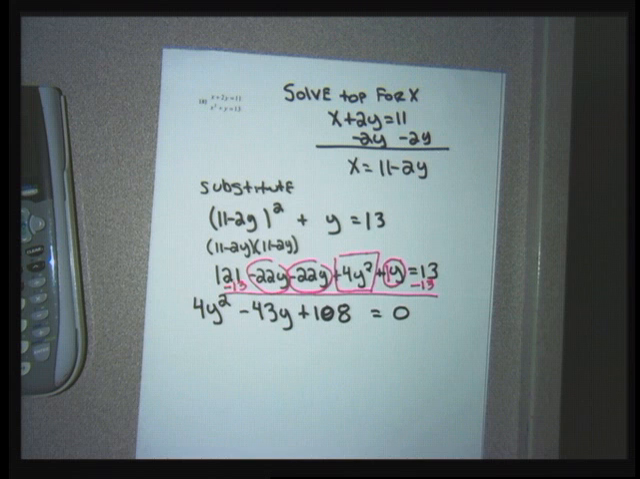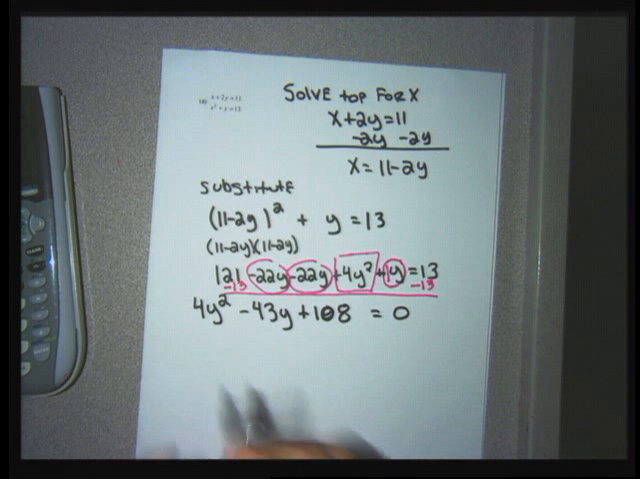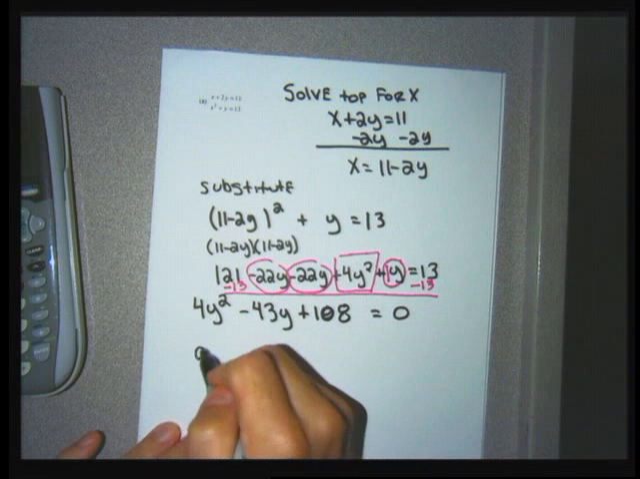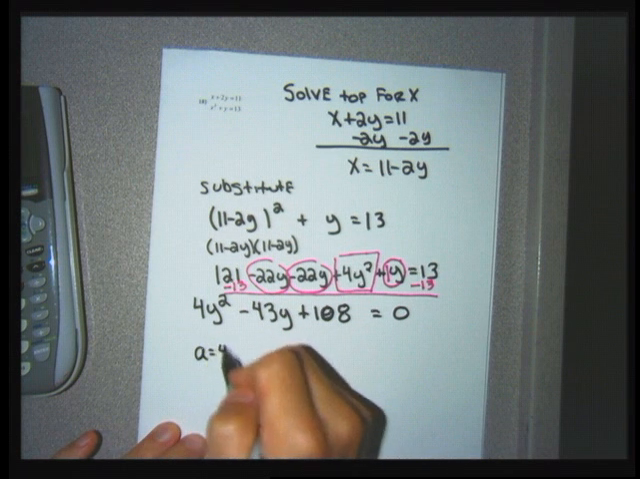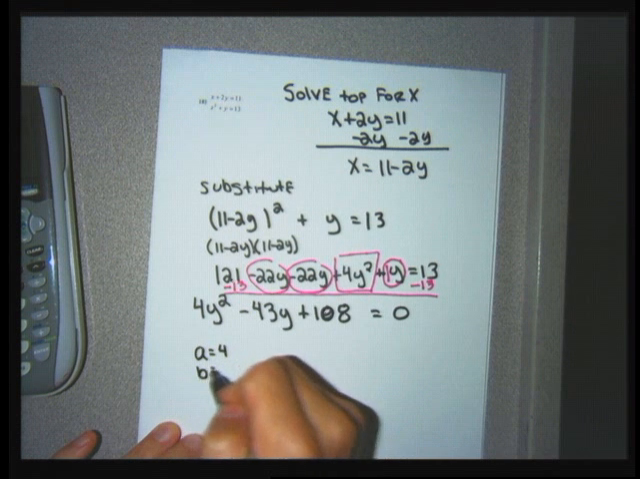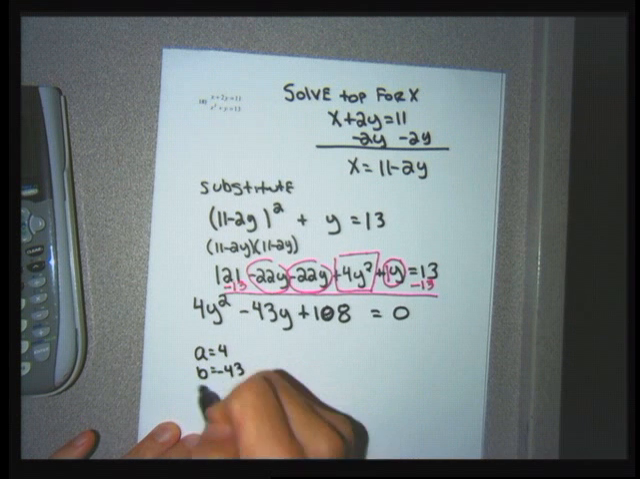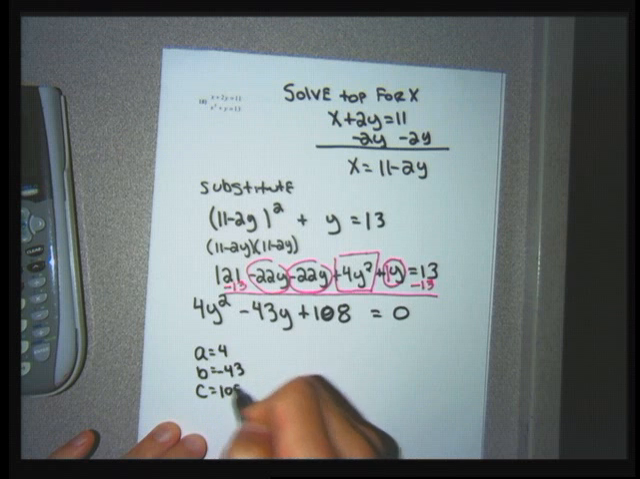Okay, so I'm going to use the quadratic formula because with factoring, 108 is such a big number that I'm not going to attempt to factor it. So I'm going to use the quadratic formula. I'm going to make A equal to 4, B equal to negative 43, C equal to 108.